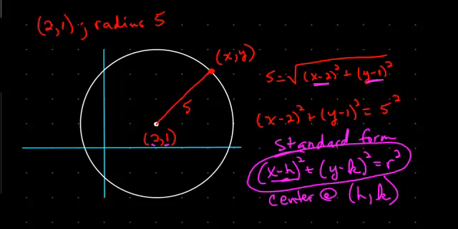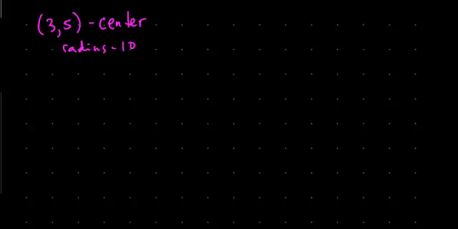Looking at the time, let's just throw one out here. Let's say the point 3, 5 is our center, and our circle is at radius 10. So our standard form is going to be x minus 3 squared plus y minus 5 squared equals the radius squared, 10 squared. Okay? Let's do another one.